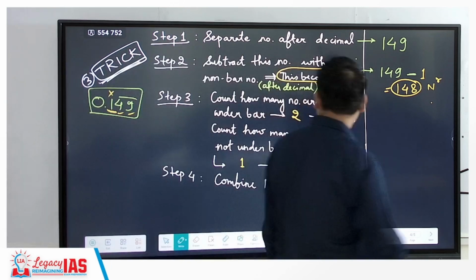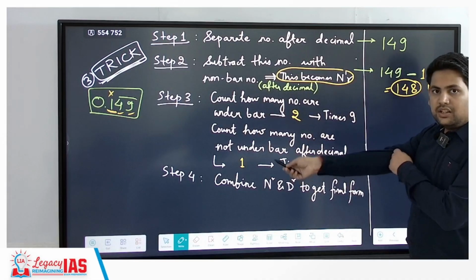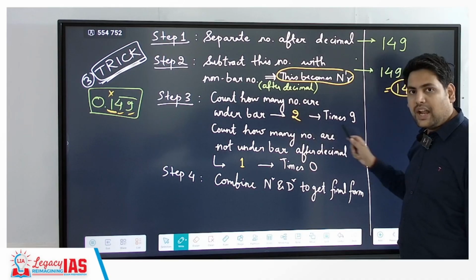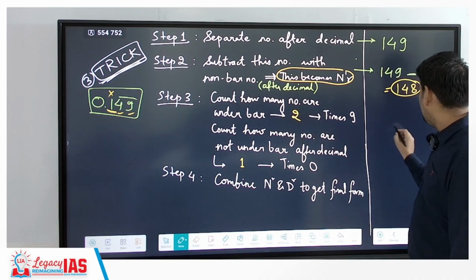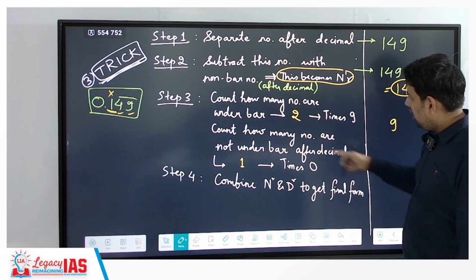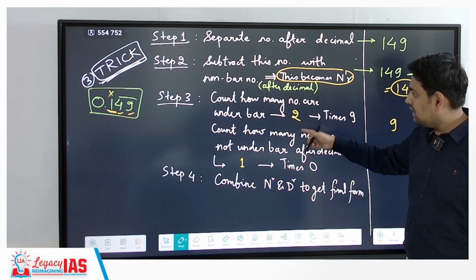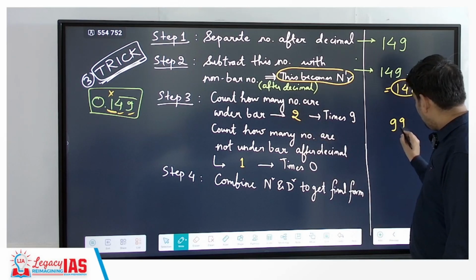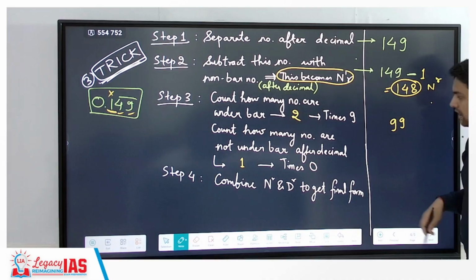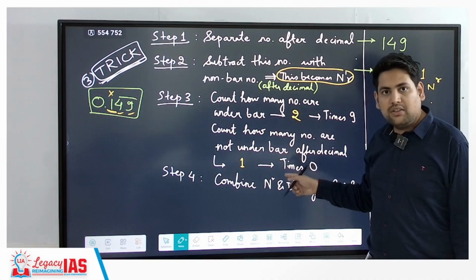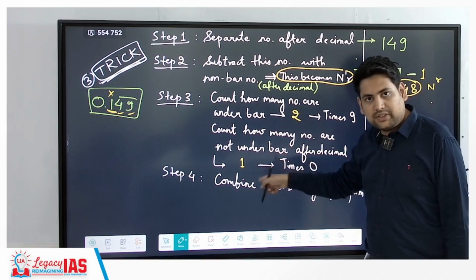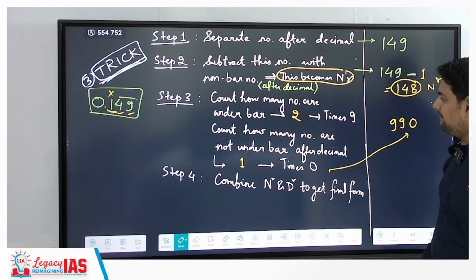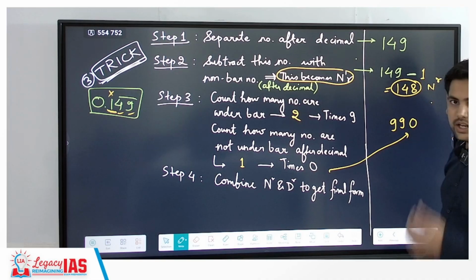Now, whatever the number of numbers which are under the bar, that many times you add 9. So for the denominator, what will you do? How many numbers are with the bar? Only 2. So you write 9 two times. Then after that, how many numbers are without the bar after decimal? Only 1. So you add 0 for them. And it becomes 990.